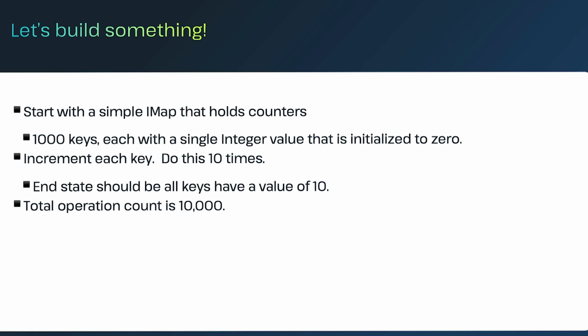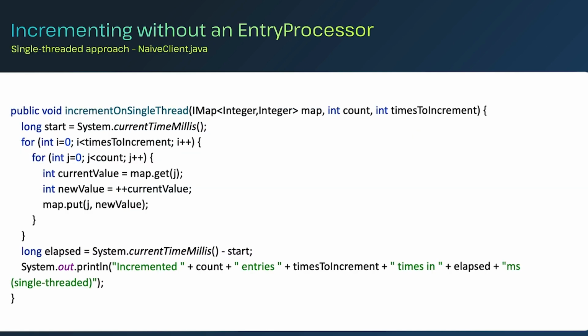So let's see what an entry processor looks like and what a difference it makes. We're going to use a trivial use case. We'll create a map that just holds counter values and then update all of the counters. We'll do this first without an entry processor and then with one. We'll do 10 increments for each of 1,000 keys, so our total will be 10,000 operations.